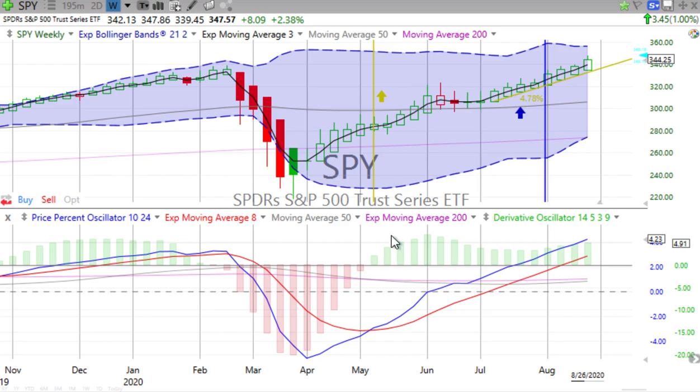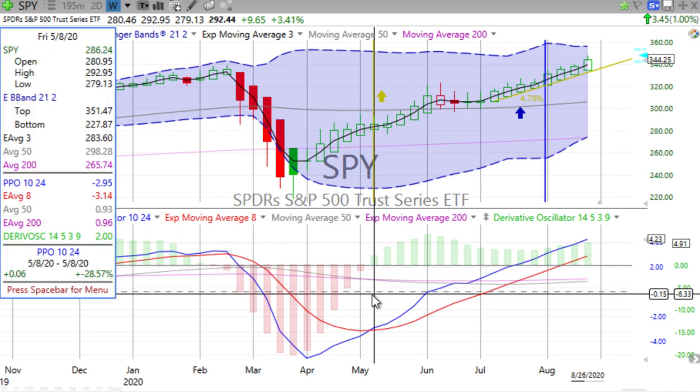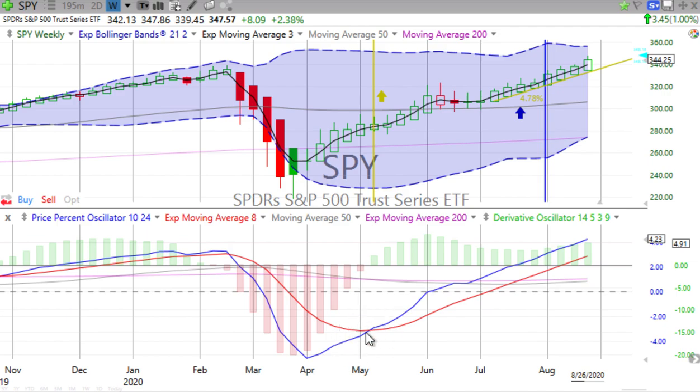Follow trends. Weekly vertical crossovers is what we look for. That's when our price percent oscillator, which is a percentage version of the MACD, the moving average convergence divergence indicator. If you're using charts that don't have the price percent oscillator, my question, why are you using them? Are they free? That may be why they're free.